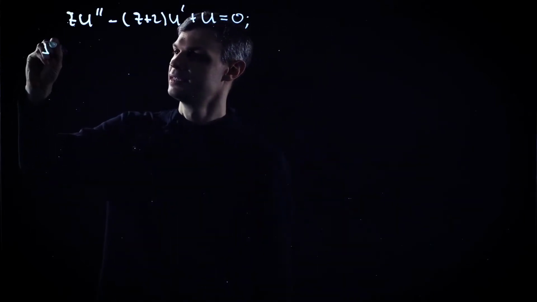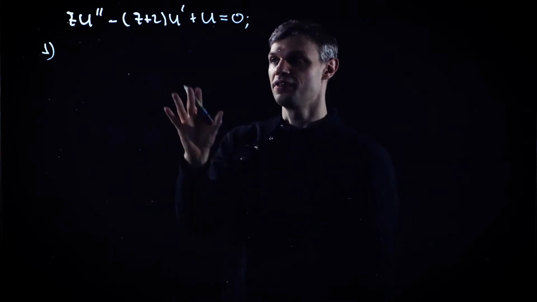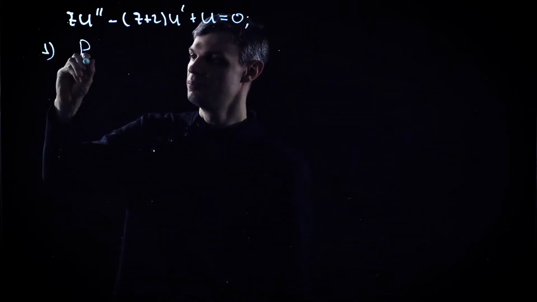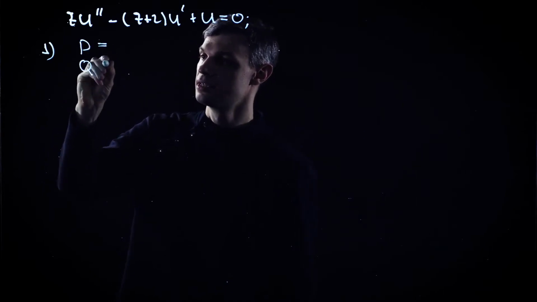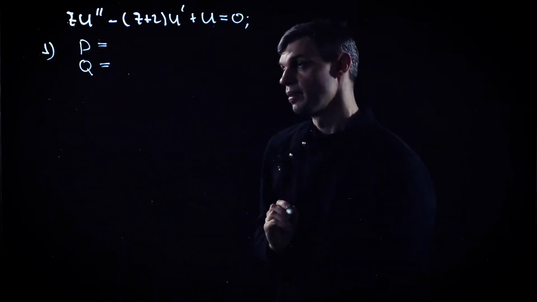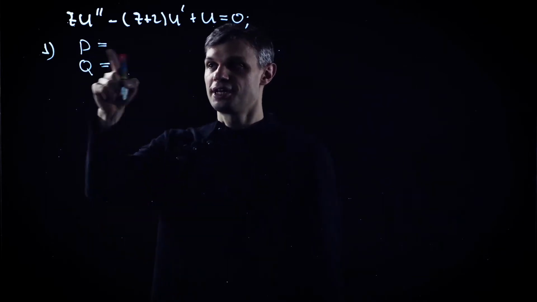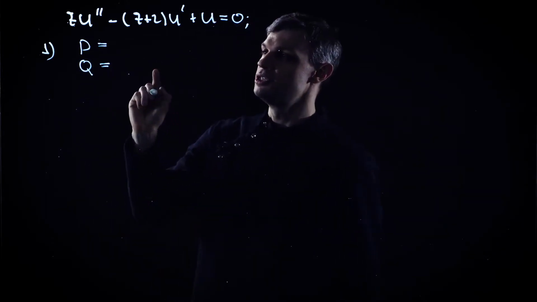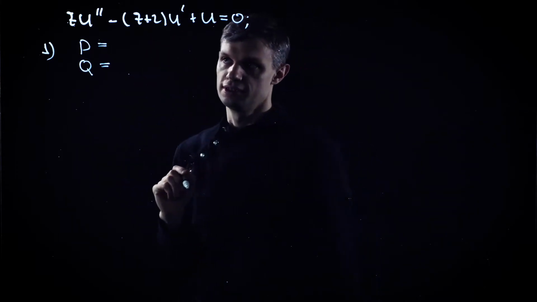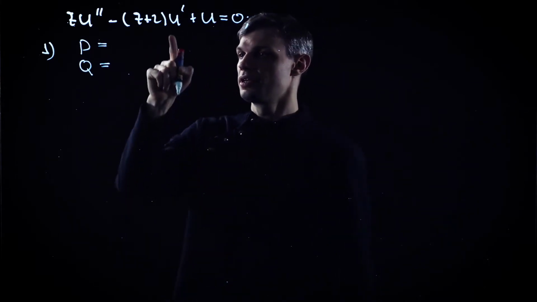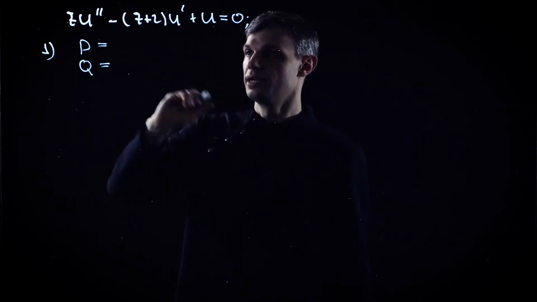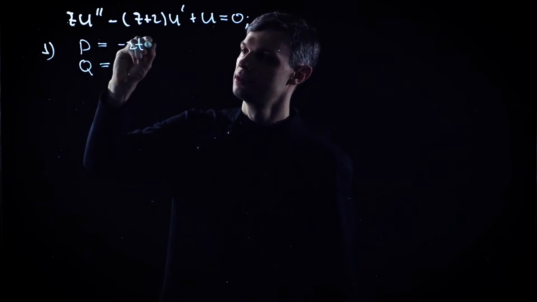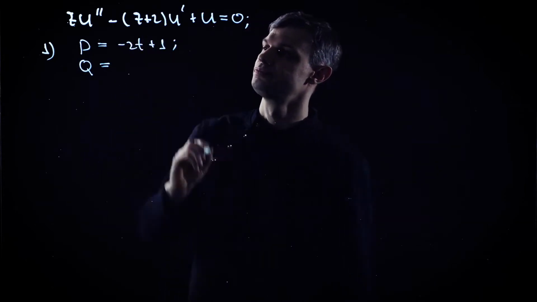So we start our solution with the P and Q polynomials composed of the coefficients of our equation. Let's construct the P polynomial. It is composed of the coefficients which don't contain the z variable. So here is -2 and here is 1. So the P polynomial is going to be -2t plus 1.